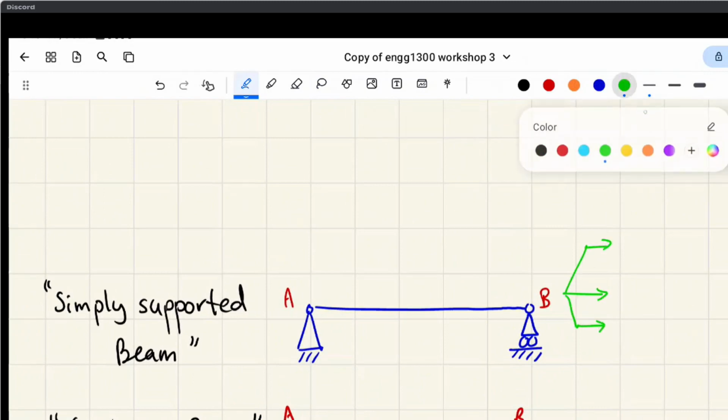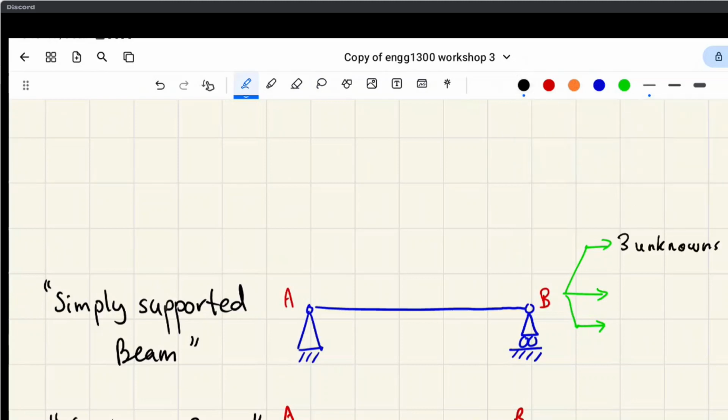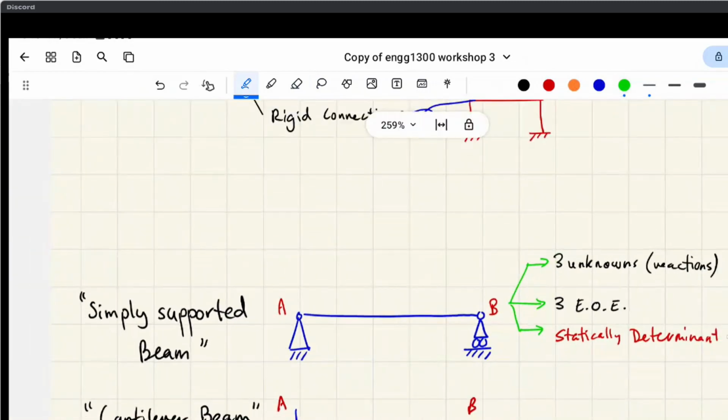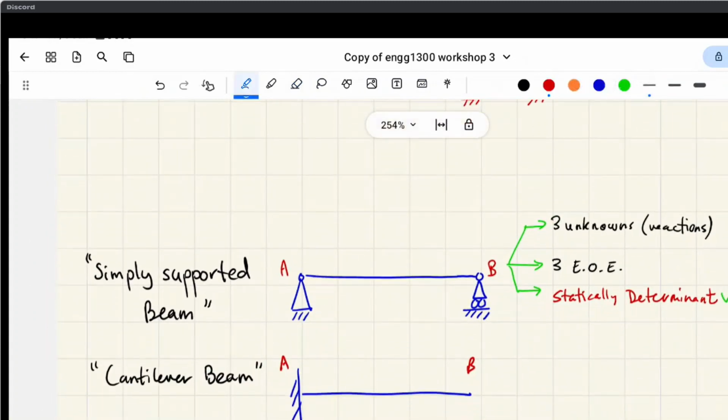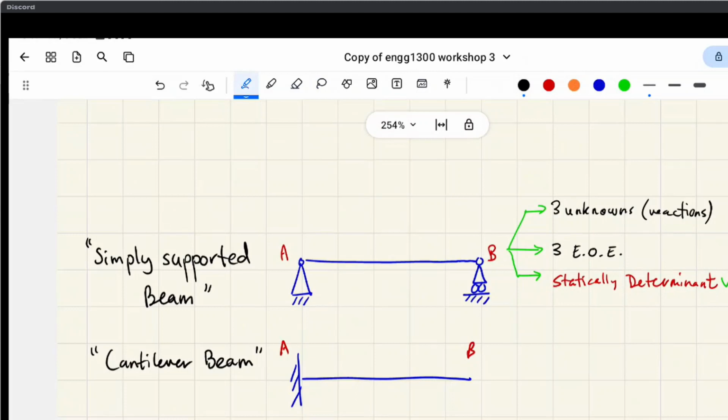We have three unknowns, which are our reactions. And then we have three equations of equilibrium to solve it. And therefore, it's going to be statically determinate. Right? Which is good, which just means we can solve it. And here is another word which might come up, particularly in the next lesson, cantilever beam.